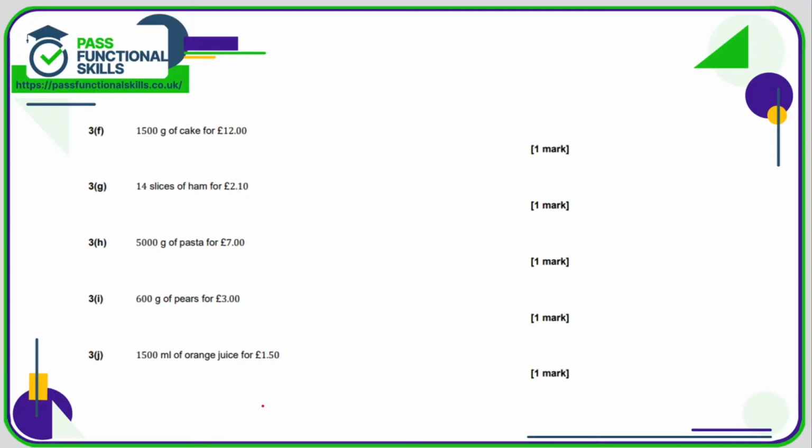Moving on, 1500 grams of cake is £12, so 100 grams, that is 15 times less, so it's going to cost 15 times less, and 1200 divided by 15, that works out at 80p.